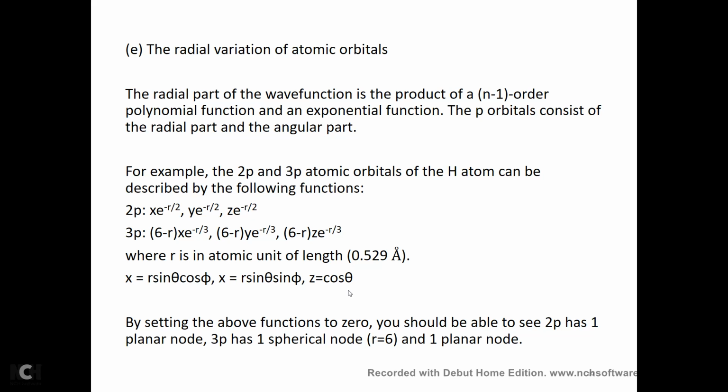Now let's look at the radial part of the p orbitals. We talked about the s orbitals, and now this is about the p orbitals. Again, the radial part is still a polynomial function times an exponential function. For example, 2p. The 2p wave functions are x times e to the power of negative r over 2, or y times e to the power of negative r over 2, or z times e to the power of negative r over 2. So we wonder, what's the radial part?